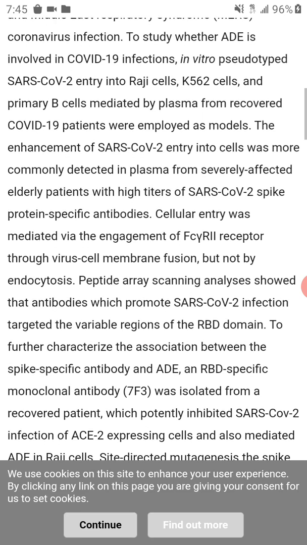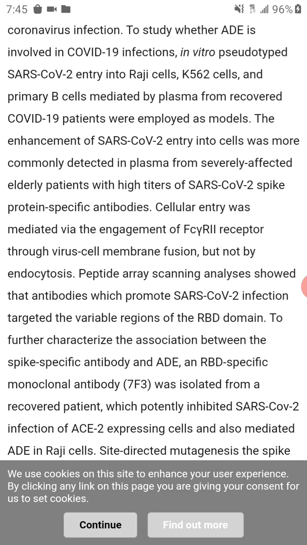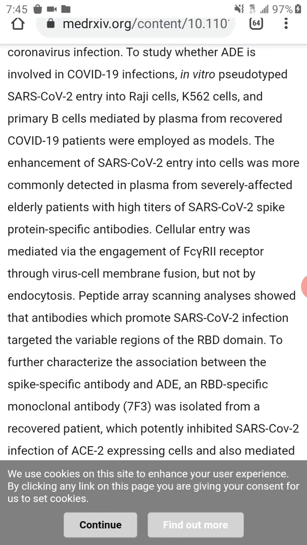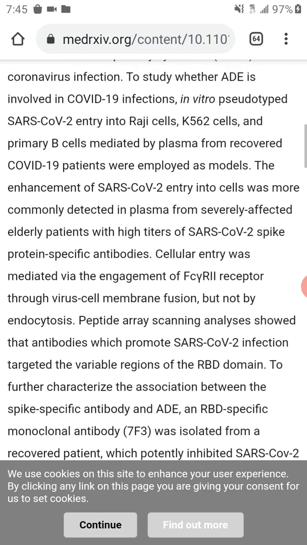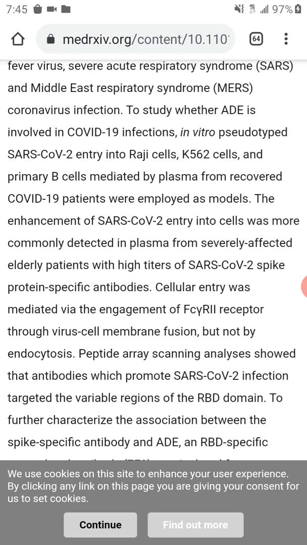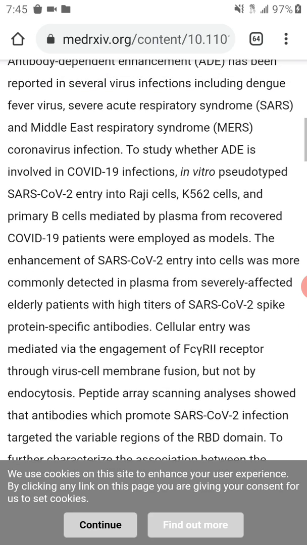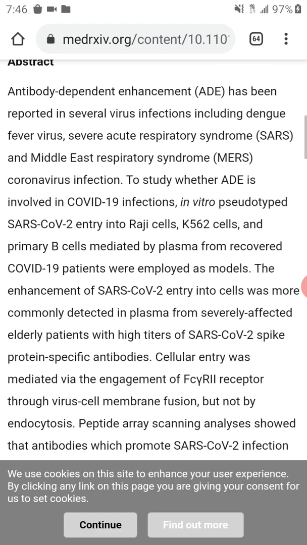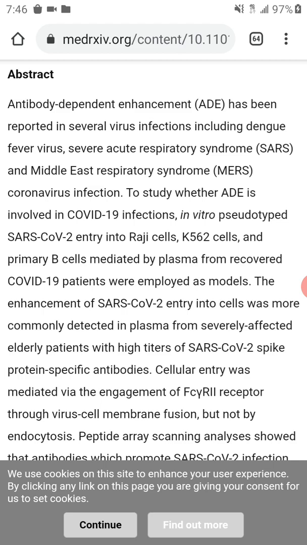The enhancement of SARS-CoV-2 entry into cells was more commonly detected in plasma from severely affected elderly patients with high titers of SARS-CoV-2 spike protein-specific antibodies. I mean, yeah, all I'm getting is that they're saying they want to take an expression, or not the expression, they want to take the aftermath of whatever's in the person's blood from after an expression and put it into something else to try to prevent that expression.